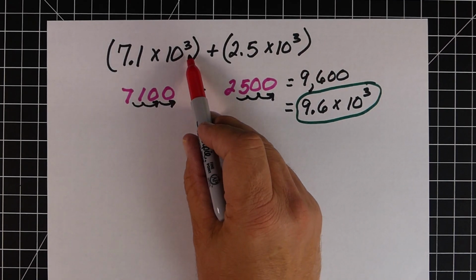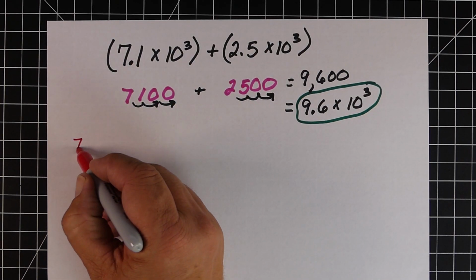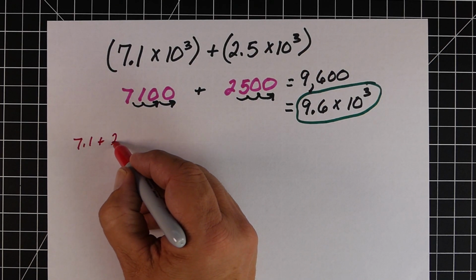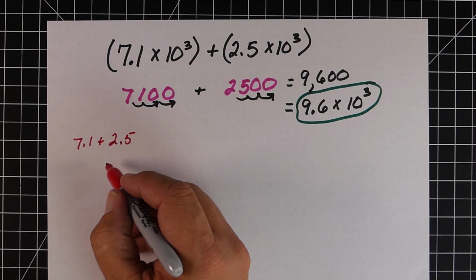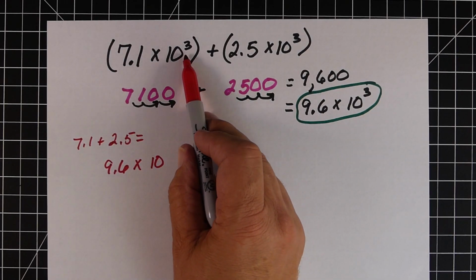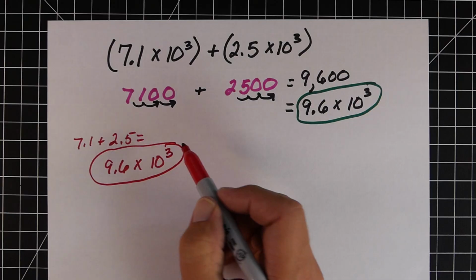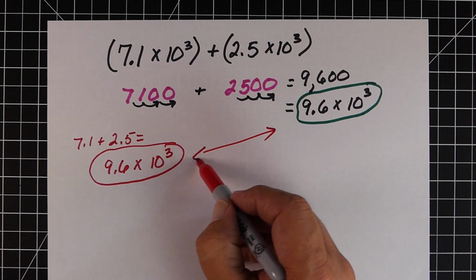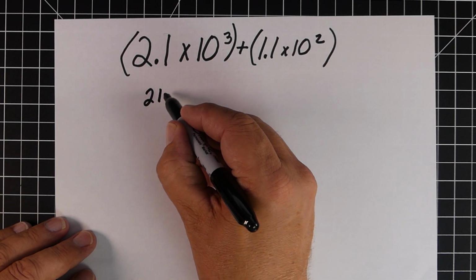So that's easy enough, but there's another way we could do this. If we have exponents that are the same, and in this case we do, the third, we could just add up the two coefficients, 7.1 plus 2.5, and we get 9.6. And then we just keep the exponent, so we just keep the 3. And so you see those two are the same. In our next example, you're going to notice that we have different exponents.